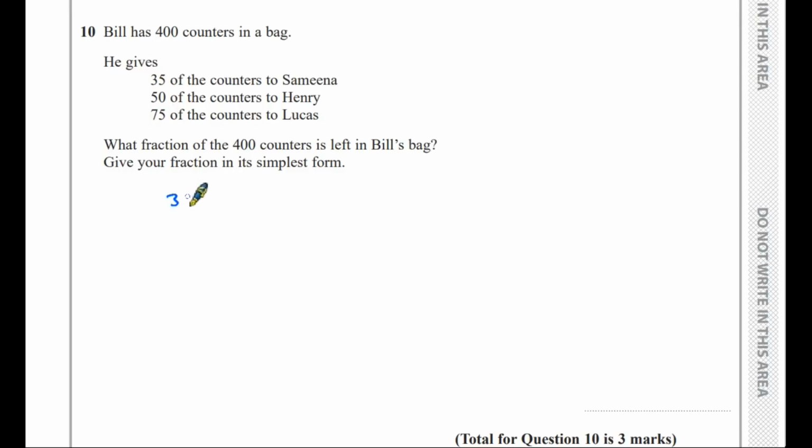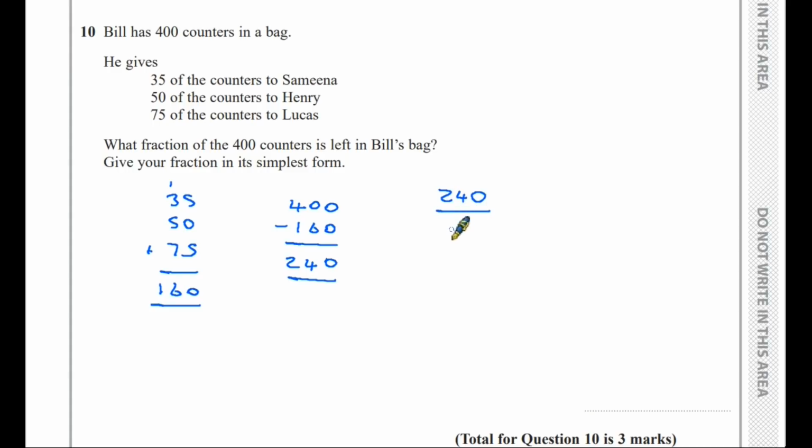So first of all then, how many has he given away? Well, he's given away 35 plus 50 plus 75. So if we add those up together, we get 160 that he's given away. So to find out how many there are left in the bag, 400 minus 160 means that there are 240 counters still in the bag.